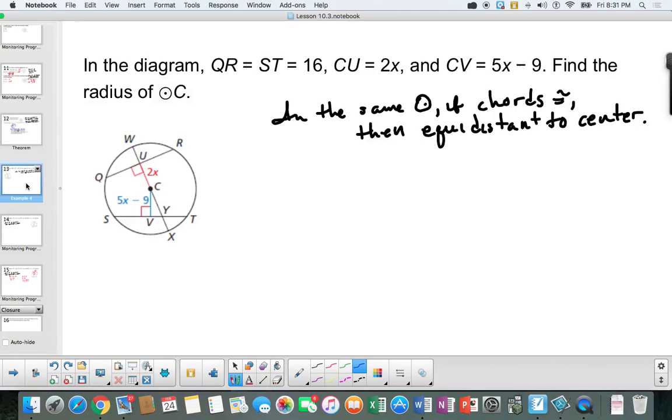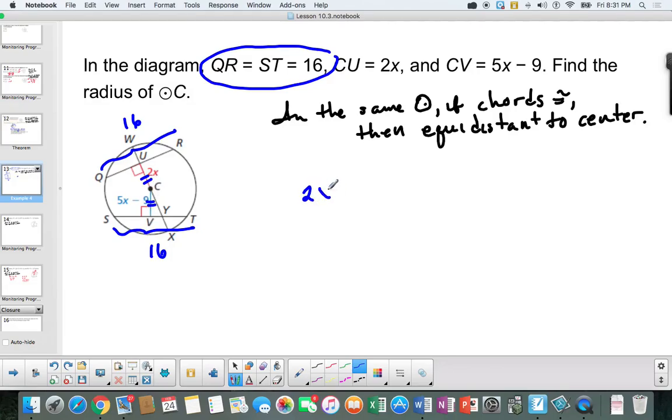All right, let's see what we can do. So I have a picture here, and it looks like I have chords that are congruent. So I know this whole thing is 16, and I know this whole thing is 16. So in the same circle, the chords are congruent. So if the chords are congruent, they are equidistant to the center. So that means this distance is equal to this distance. These are the shortest distance.